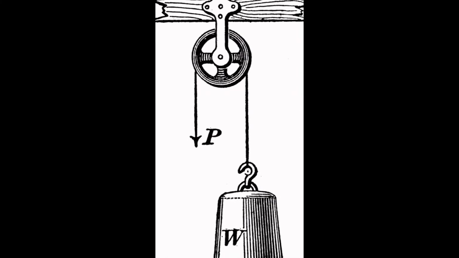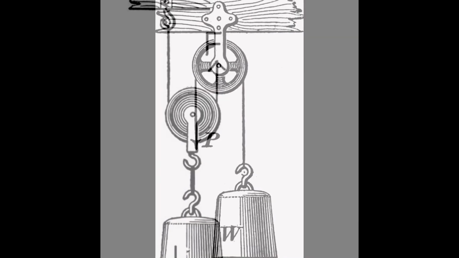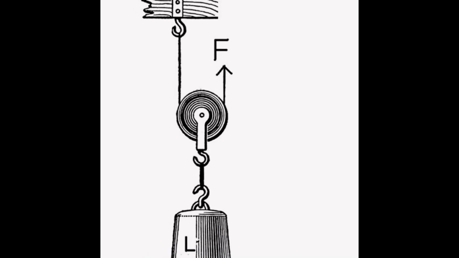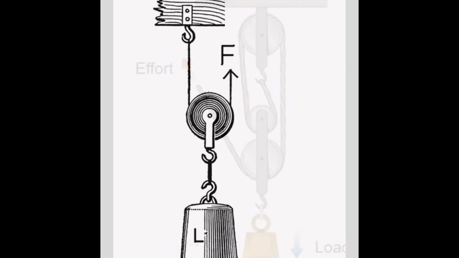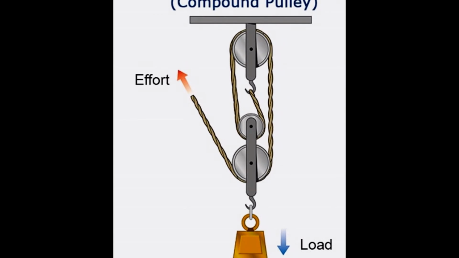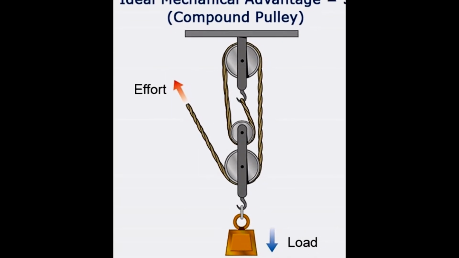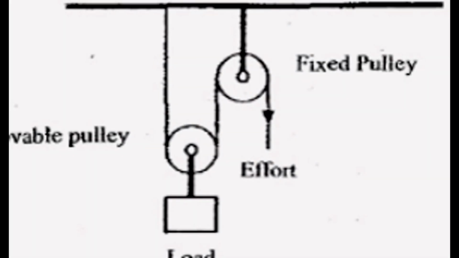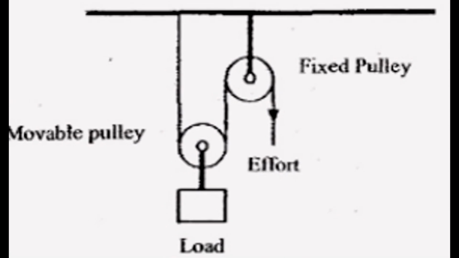A fixed pulley doesn't change the force applied, but changes the direction. A movable pulley decreases the amount of input force, but doesn't change the direction of the force. Finally, a block and tackle pulley is a pulley that consists of both movable and fixed pulleys.